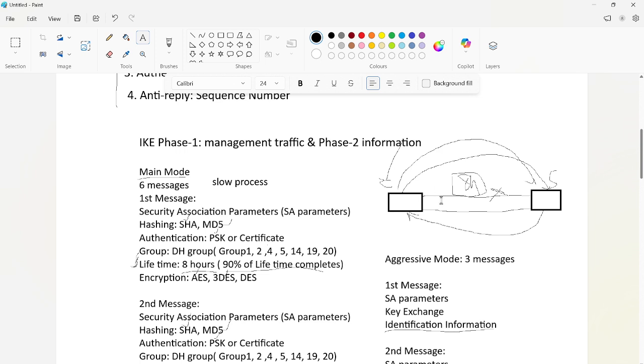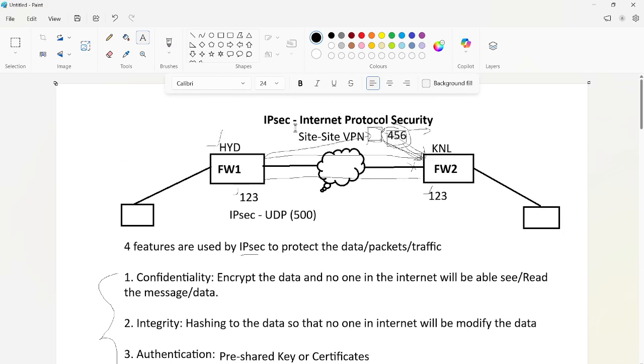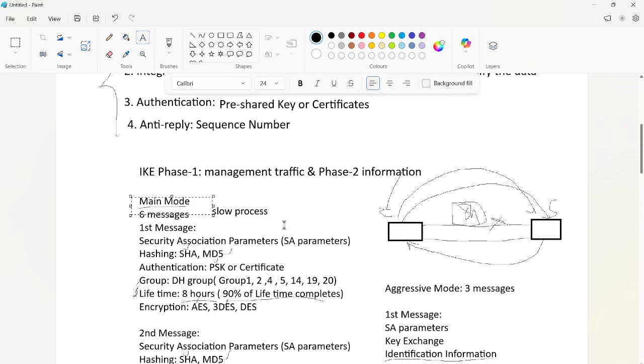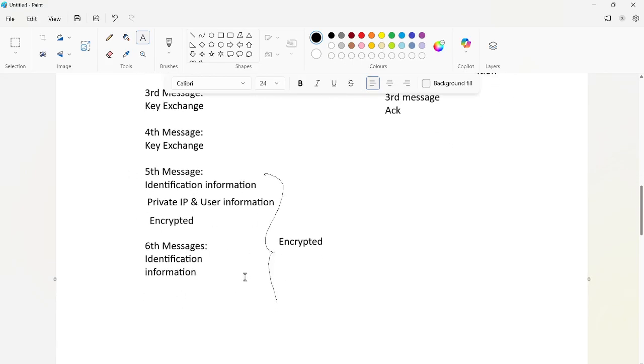Whenever you are configuring IPsec phase 1 between your branch offices, go with main mode. You can also go with aggressive mode, when you are not much concerned about security and you want the tunnels to build very fast. But between branch offices, or between site to site VPNs, I will prefer main mode only, because the fifth and sixth messages are encrypted.